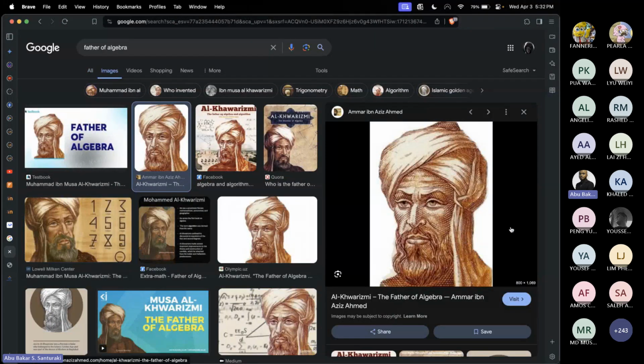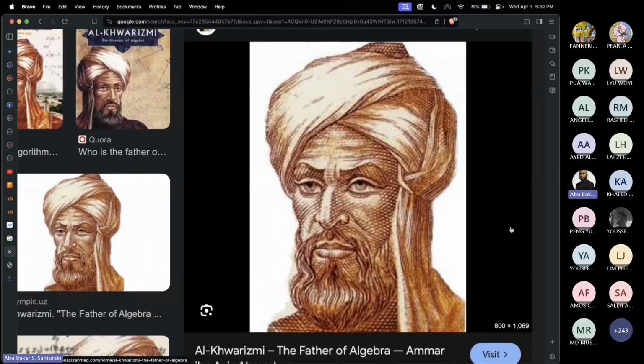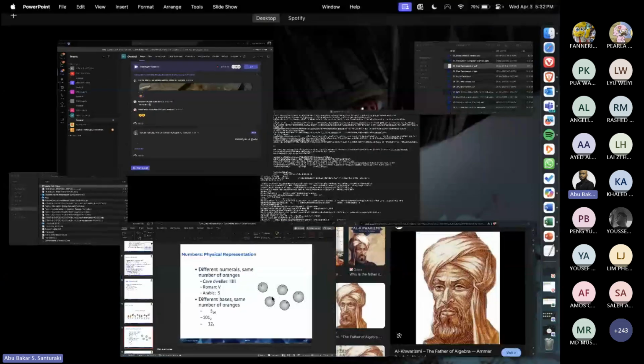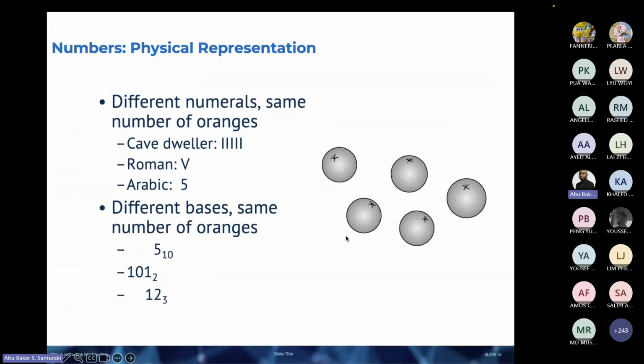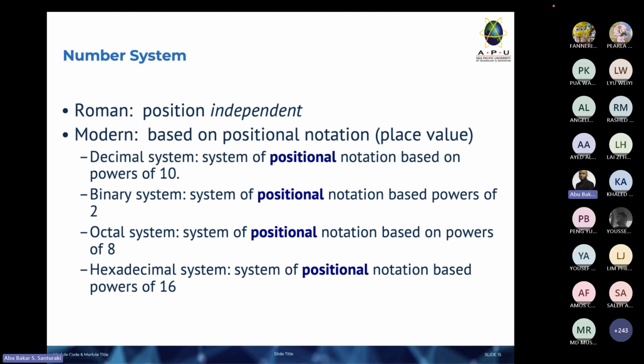So if you don't like math, this is the picture of the face of the development of mathematics. So move on. Let's move on. What we're discussing here is basically the different representation of number format. So you have binary, you have decimal, hexadecimal, octal, and so on that you can use for definition.